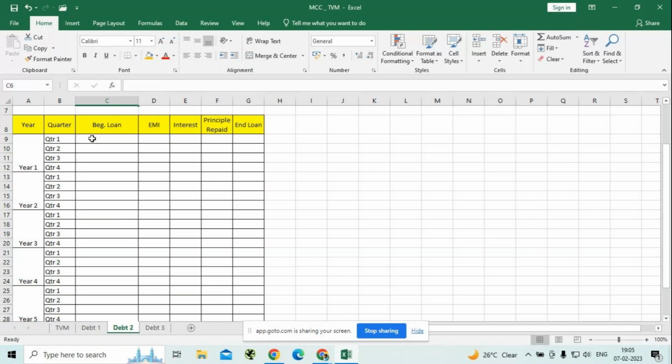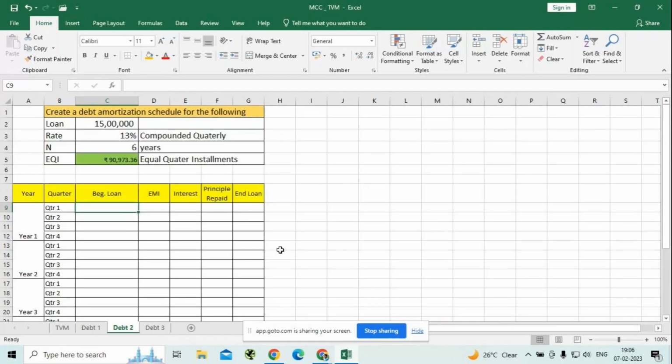So now this is columnar wise calculation. The previous one that we saw was horizontal wise. Now it is vertical wise. Here we don't find year 0 or quarterly 0, so directly we are going to start from quarterly. So what is the beginning loan? It is 15 lakhs.